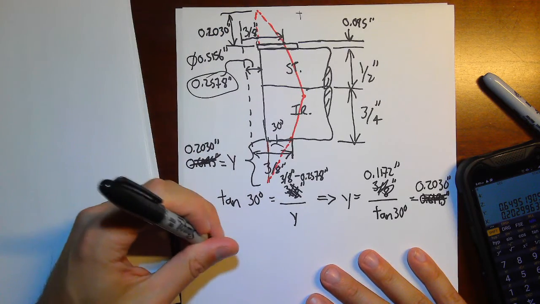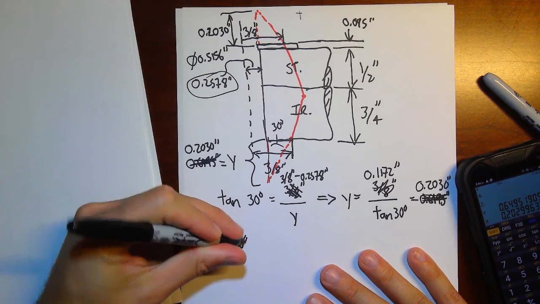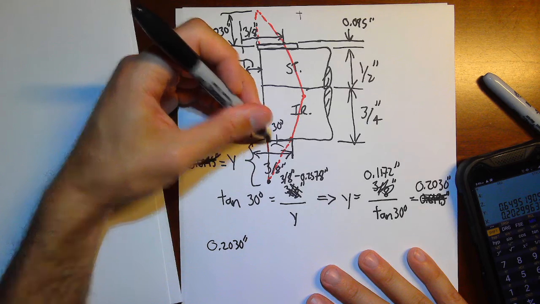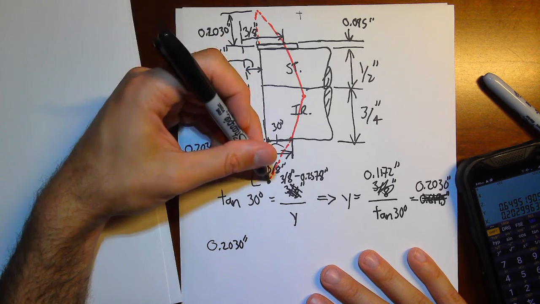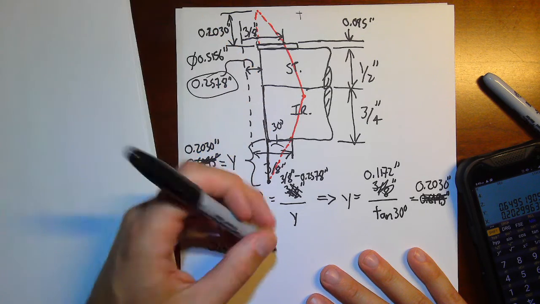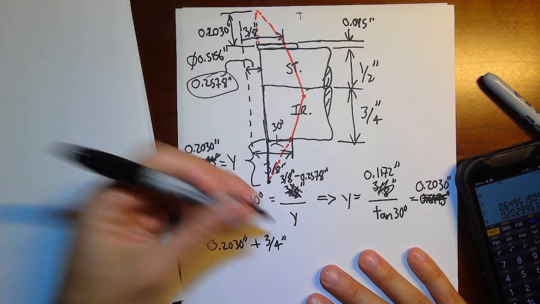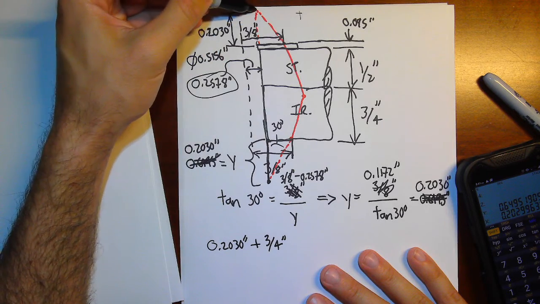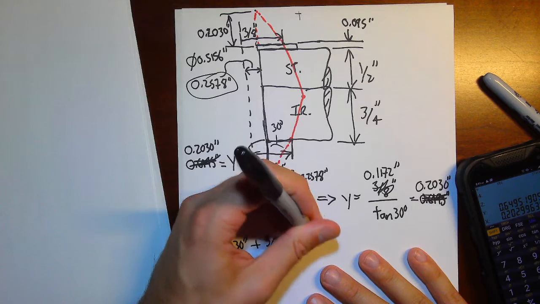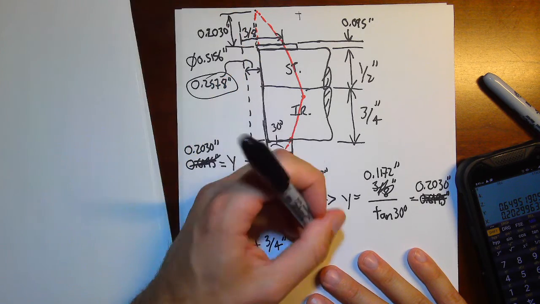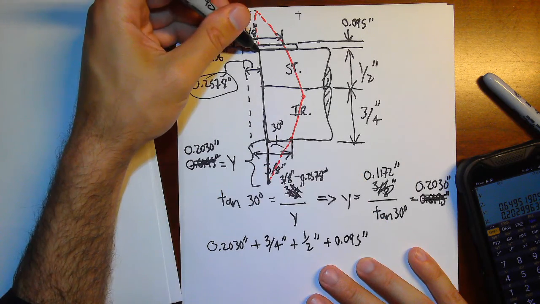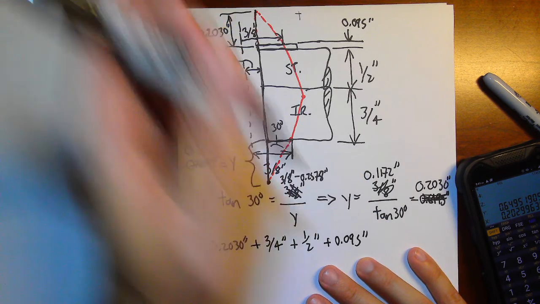So I'm going to say 0.2030 inches. That gets me from this point here to the start of the iron. Gets me from there to there. Then I add in the thickness of the iron, so that's 3/4 inch, to get the total length from here to here. Add thickness of the steel, add thickness of the washer, and then add this little last bit up to there.